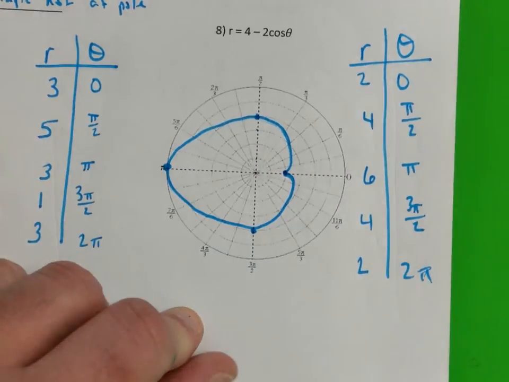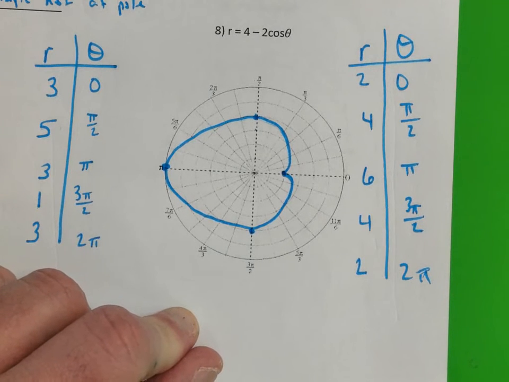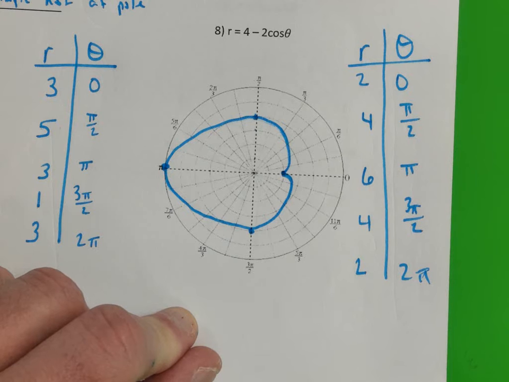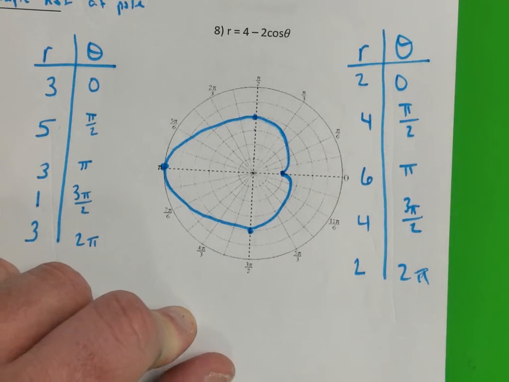You see I made a dimple right there. And that's my graph. Is this too bad? Do y'all feel good about this? Did that clear up all your misconceptions?